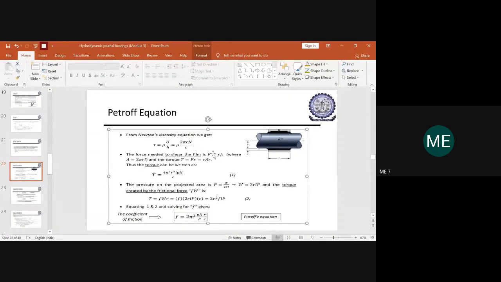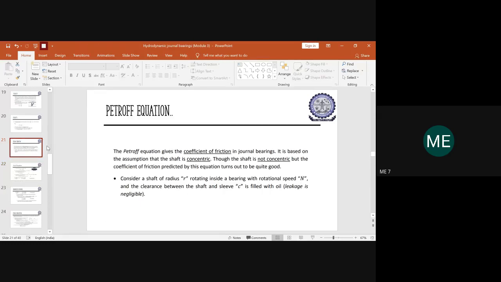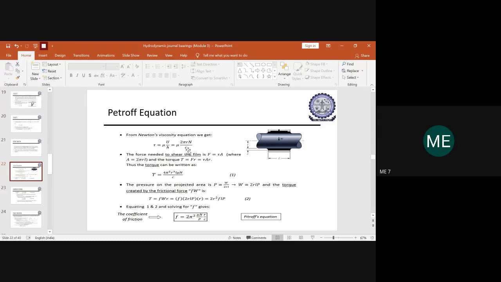Now we are replacing with some values. This is a constant velocity gradient, so velocity you have to replace with some terminologies. You have the journal and the bearing, right? The velocity with which it is moving is associated with the circumference of the journal, so you write 2 pi r, and the speed with which the bearing is rotating is represented by n, the rotational speed, as I told you previously. So we write n upon c. Instead of h, here we are taking the value of the clearance. This is the change in the shear stress equation that we are formulating from the viscosity equation we derived in the previous slide.